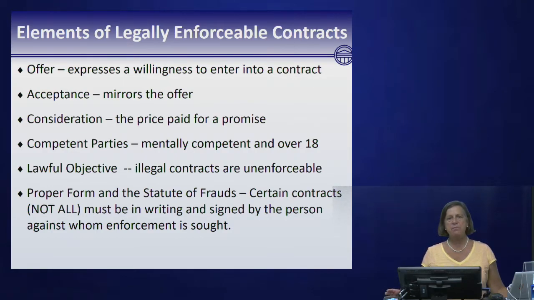You must also have competent parties, and we'll spend about half a day talking about mental competency. Any contract made by a minor, that is someone who has not yet turned 18, is voidable at the election of the minor. Contracts must have a lawful objective. Illegal contracts are unenforceable, and again, we'll spend about half a day talking about that. And then a contract must be evidenced by a proper form. In other words, certain contracts, not all, have to be signed and have to be in writing. And we'll talk about the statute of frauds.